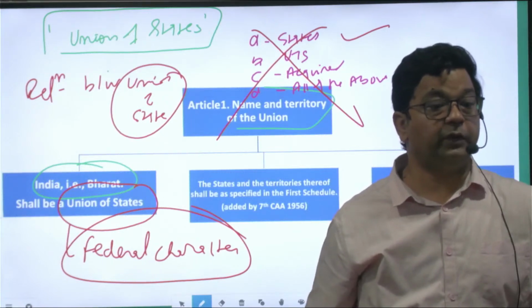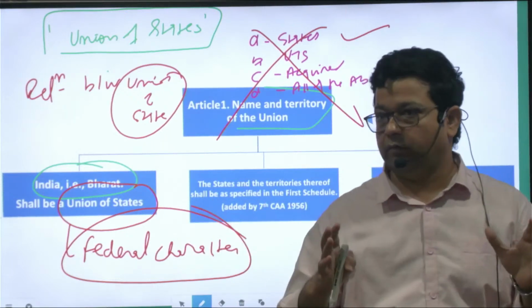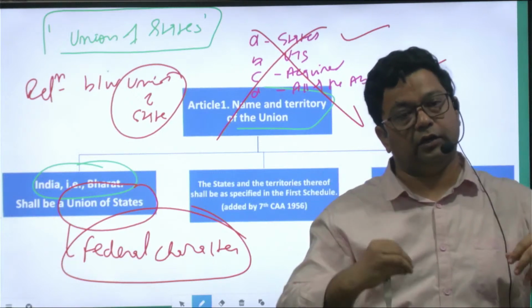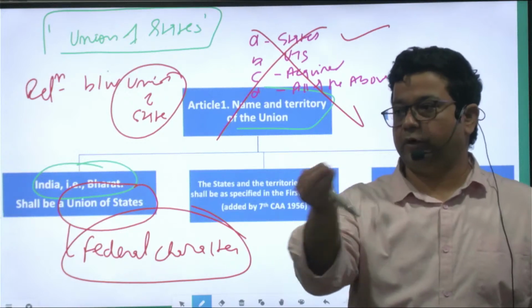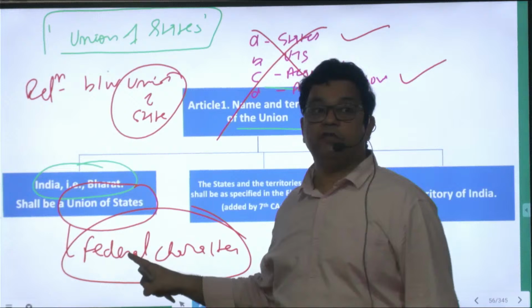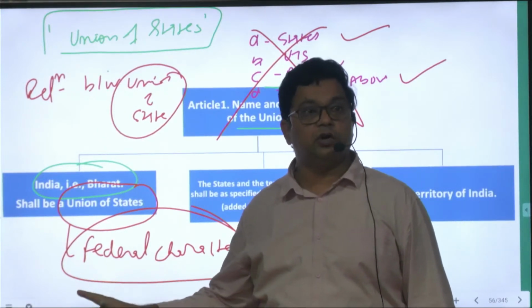So why do we have this? Because we do not stick to one or the other. We just need the country to have smooth functioning. Whatever is required for the smooth functioning of the country, we can adopt. So Union of States always means that the relation is only the Union of States.